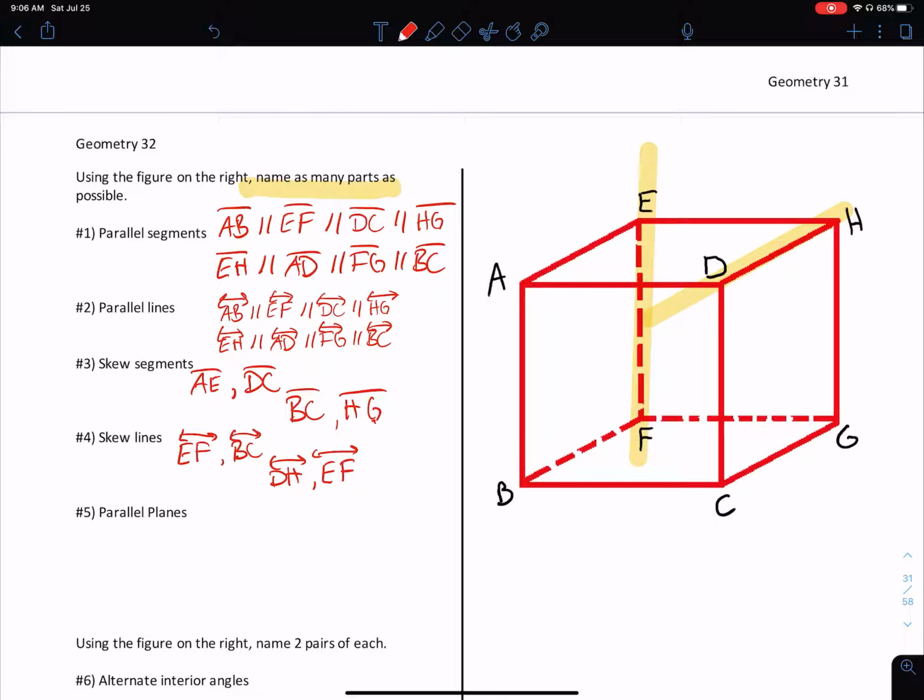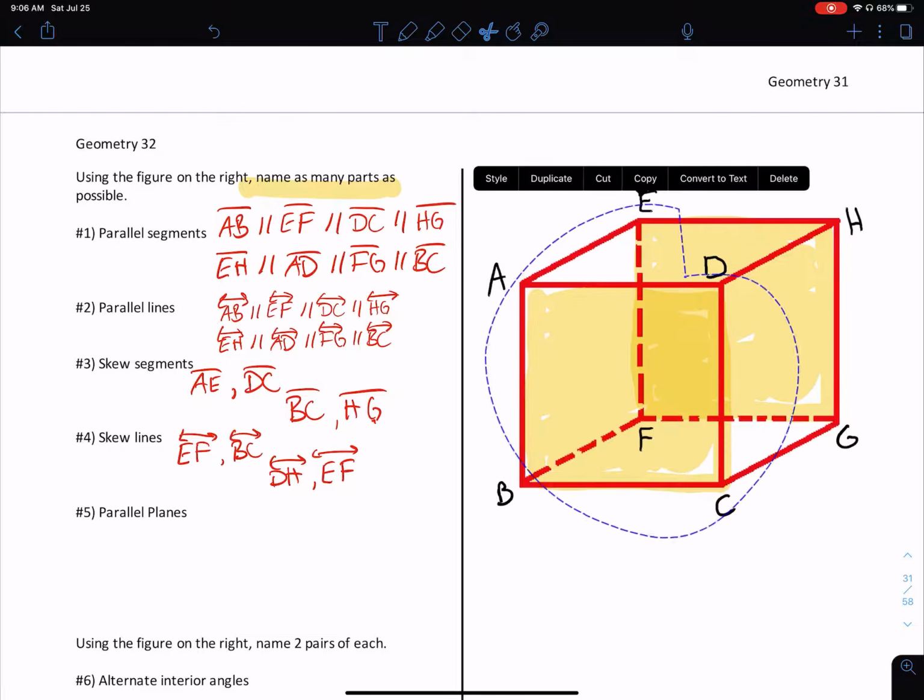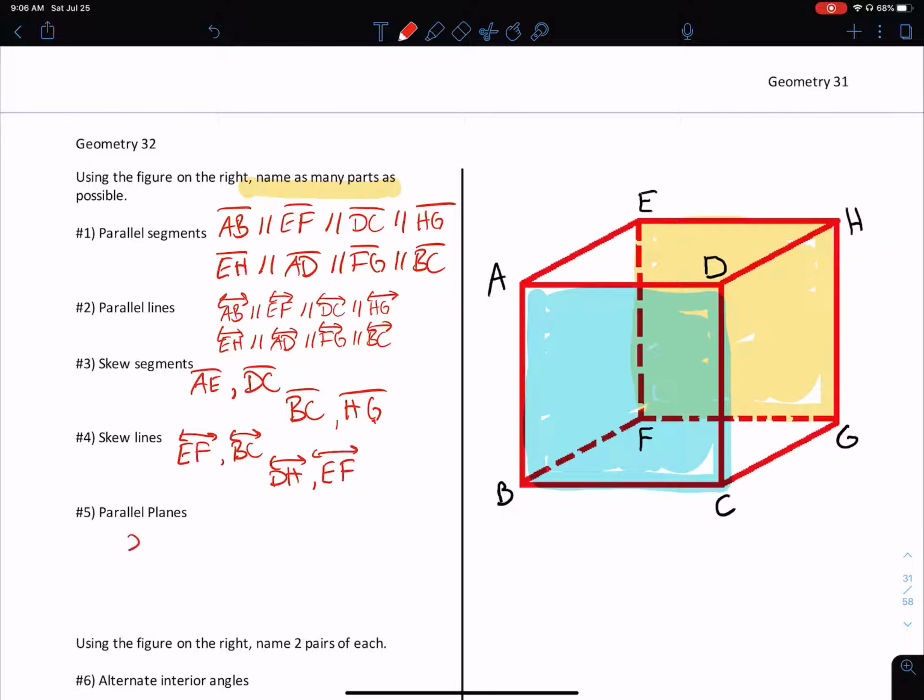Number 5, parallel planes. There's lots we could name here. I'm just going to name the back of this box as a plane. Name a plane with 3 non-collinear points. And I'll name the front of this box as a plane. So plane EHG is parallel to plane ABC.